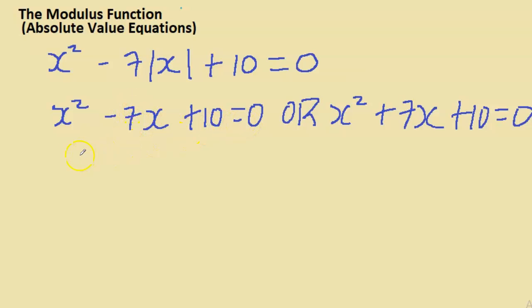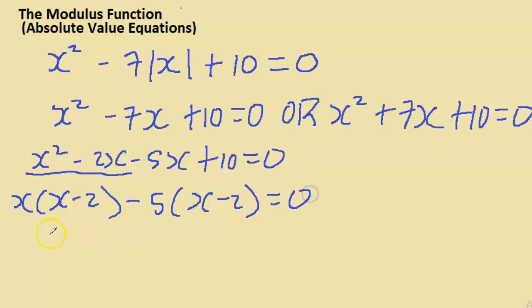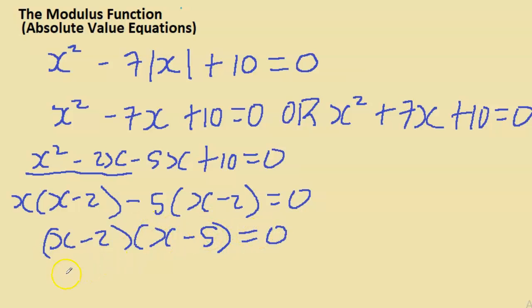And we can factorize both. Let's factorize this. We can rewrite the minus 7x as minus 2x minus 5x. We factor by groups. So here, x bracket x minus 2. The other one, minus 5, x minus 2 is our common factor. So here we have x minus 2, x minus 5. We equate both brackets to 0 and solve, which means x equal to 2 or x equal to 5.